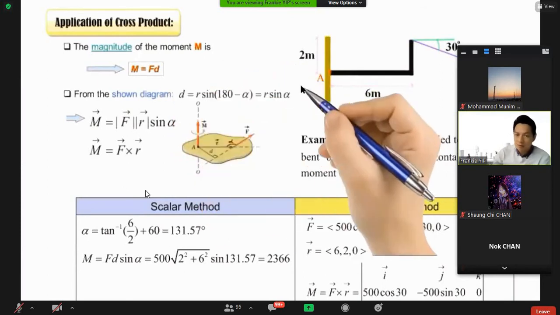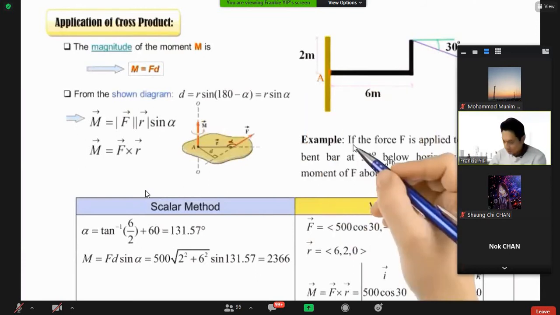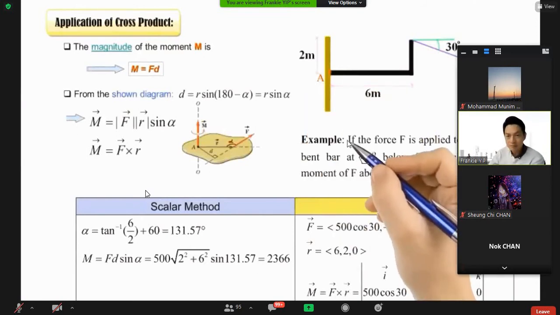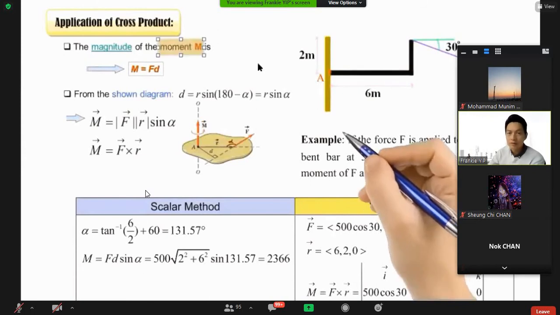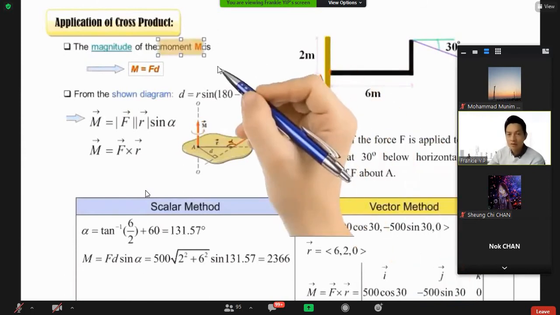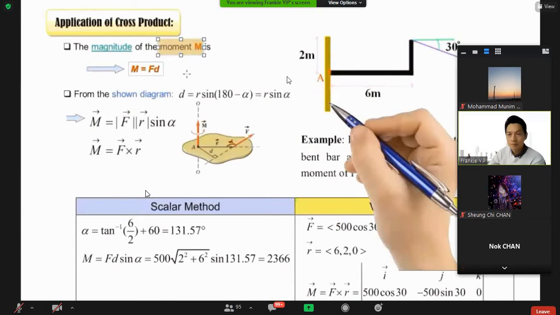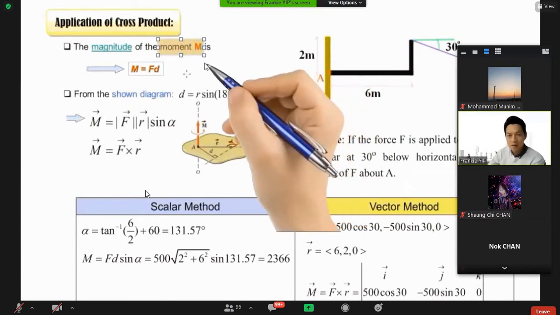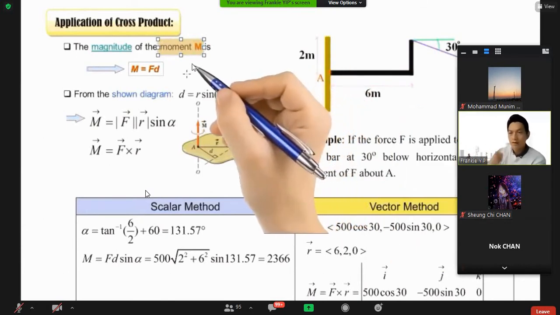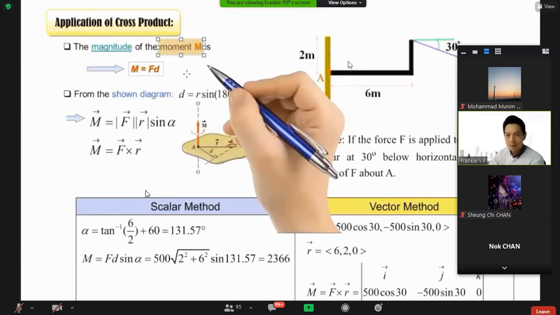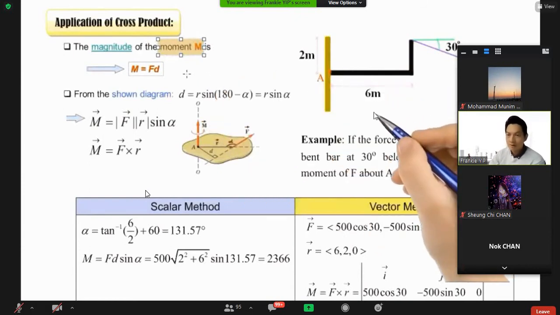What does it mean? For example, if you would like to rotate something, you need to calculate the moment. The moment means whether the rotation is more willing to happen. If the moment value is larger, that means it's more willing to rotate. Got it?